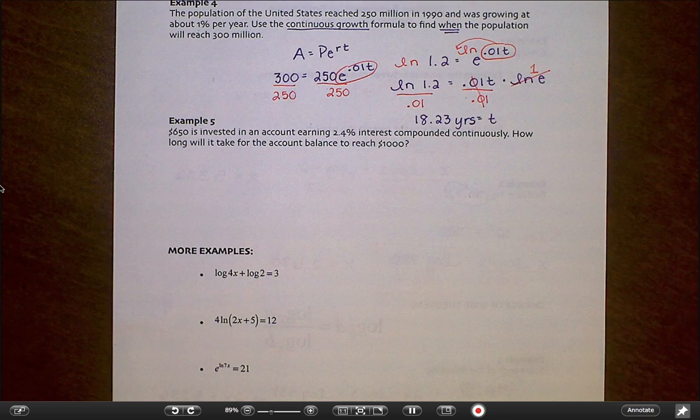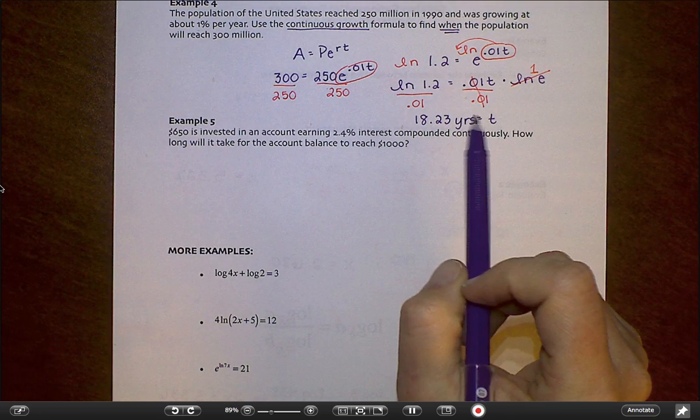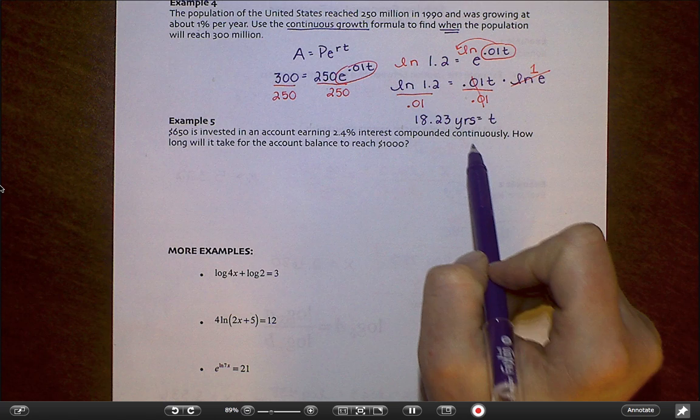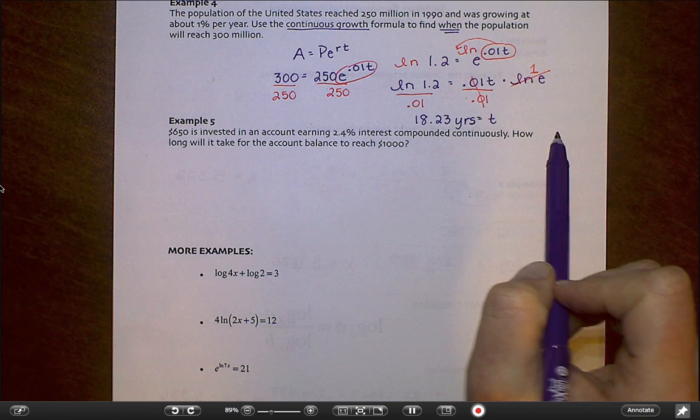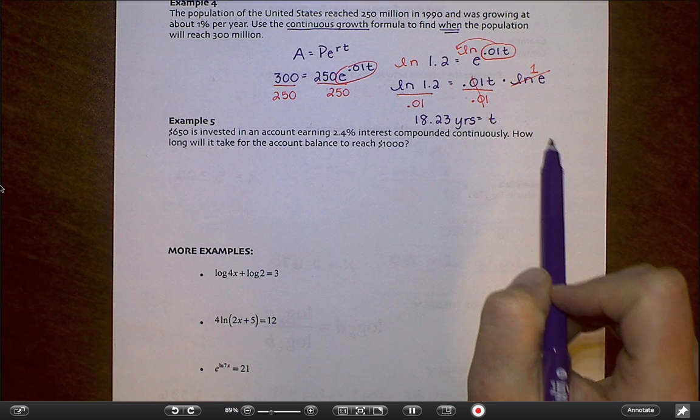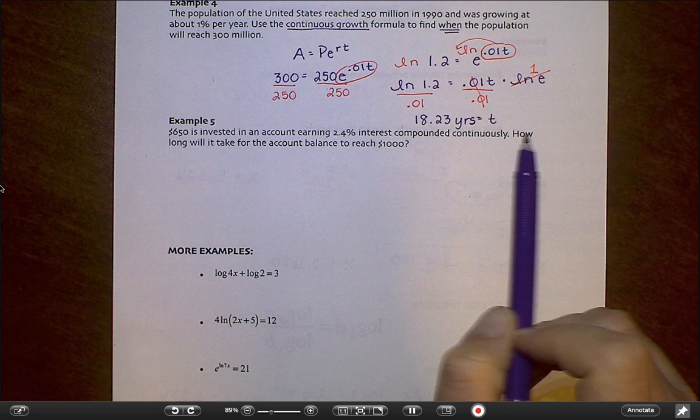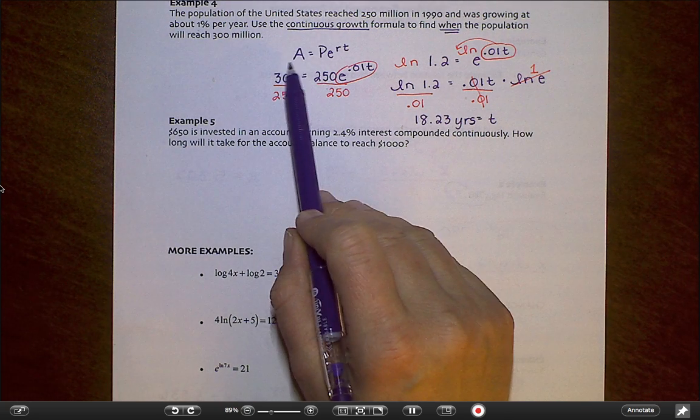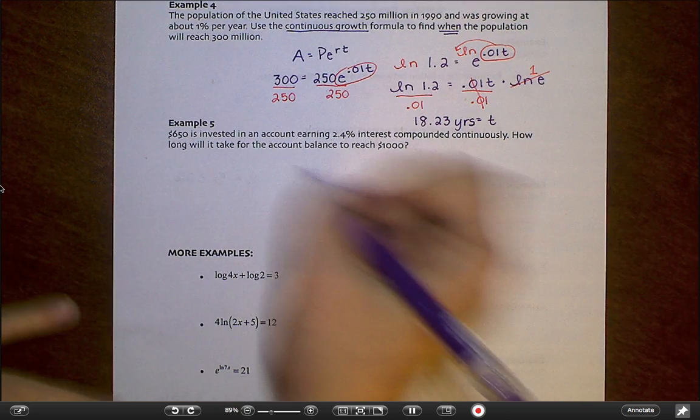Okay, let's try another one. So this is another continuous problem. $650 in an investment account earning 2.4% interest compounding continuously. We want the balance to reach $1,000. So really I'm using this same formula again.